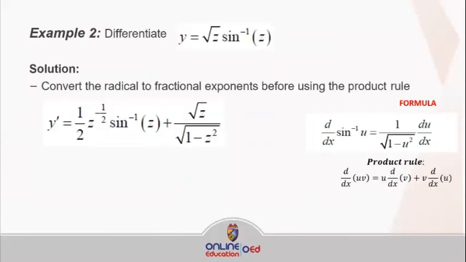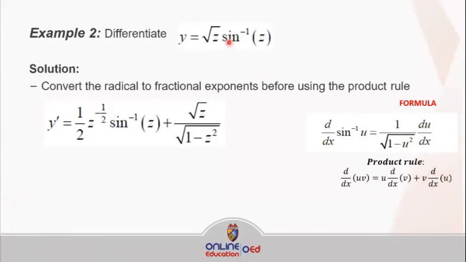Second problem, we have yung y is equal to square root of z multiplied by the inverse of sine z. So we have here yung y is equal to the square root of z times inverse of sine z. For this problem, gagamit tayo ng product rule kasi naka-multiply si square root of z kay inverse ng sine z. So for this formula, kapag gagamit tayo ng product rule, we have here yung derivative d over dx uv is equal to u times derivative ng v plus v times derivative ng u.